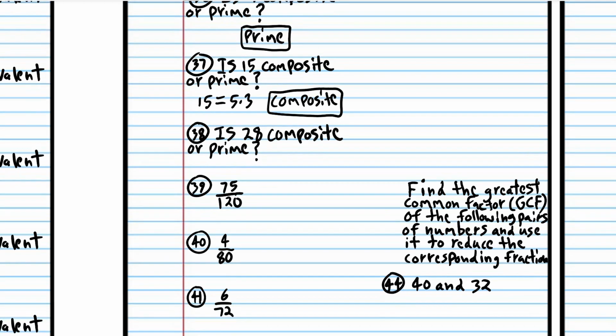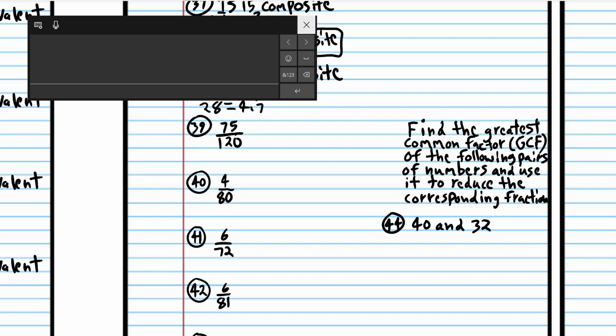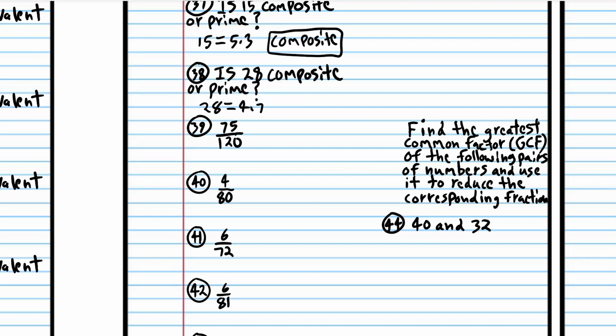What about 28? Is 28 composite or prime? If you said it's composite, you were correct, because 28 is equal to 4 times 7, which means you can break it down further, so it is composite.